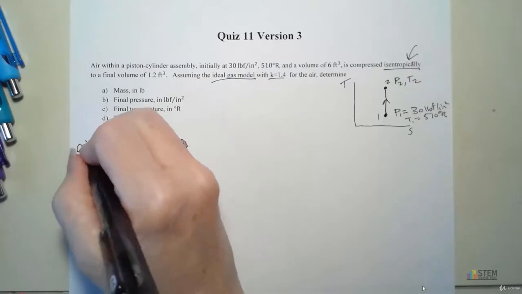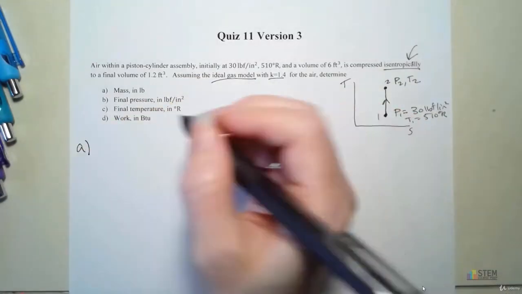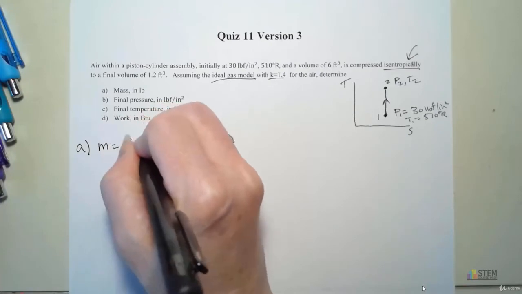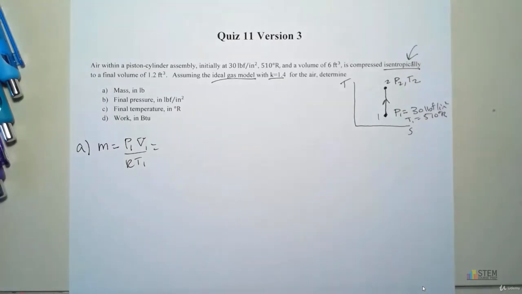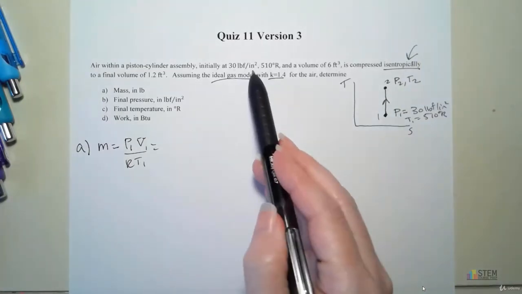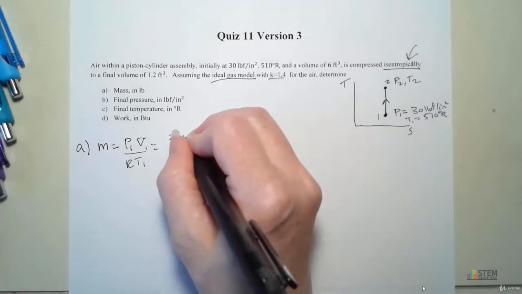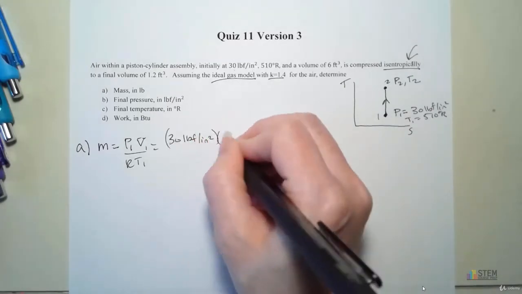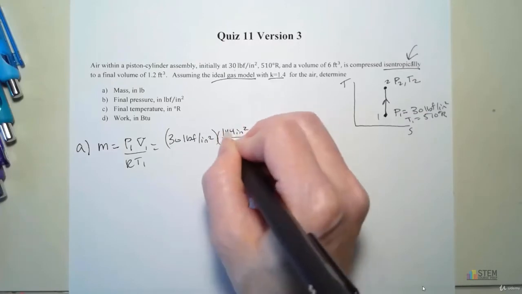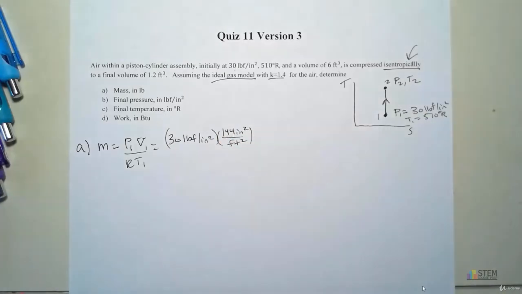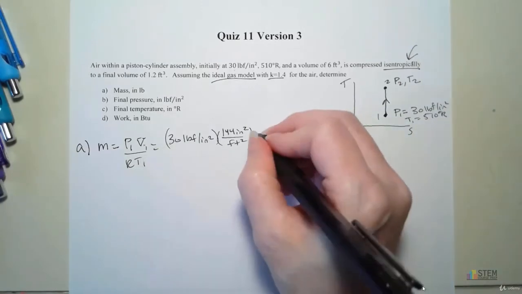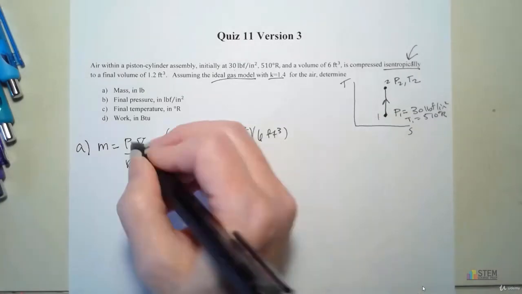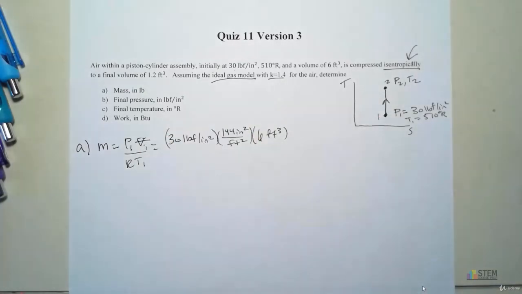Now part A, we want to find mass. This is ideal gas, so we can write that mass is P1 V1 over RT1. So let's take our values here. We've got 30 psi. We need to convert over to feet squared, so do that conversion there. Volume is going to be 6 cubic feet. And then after that we're going to put that over RT.